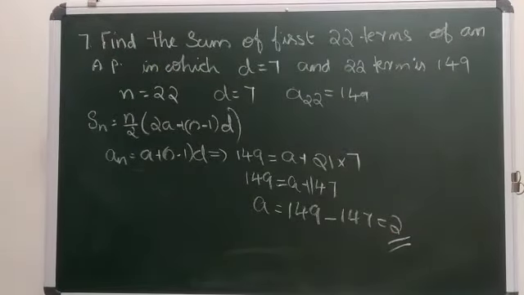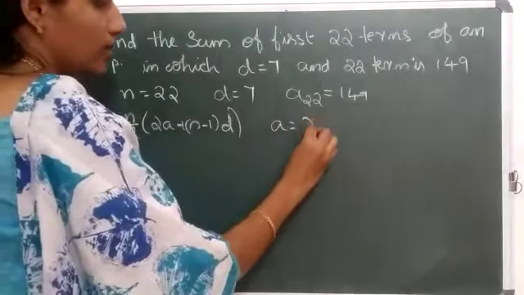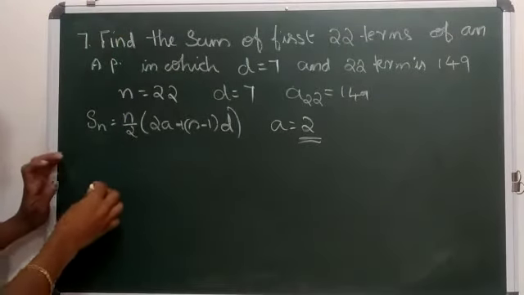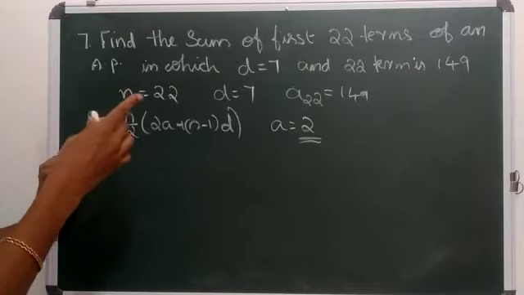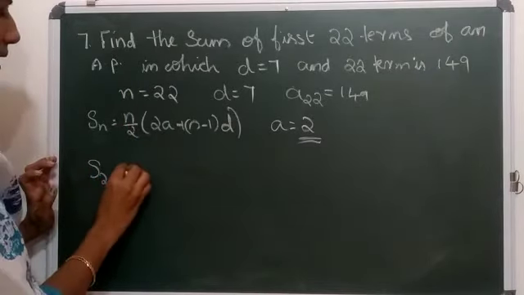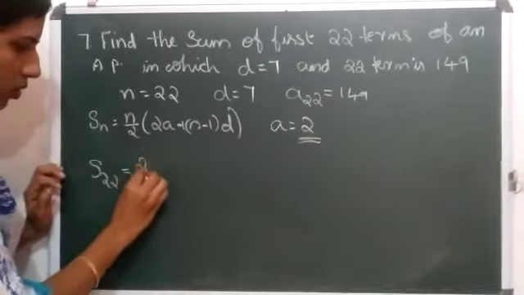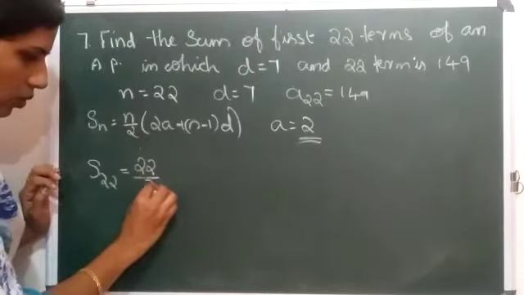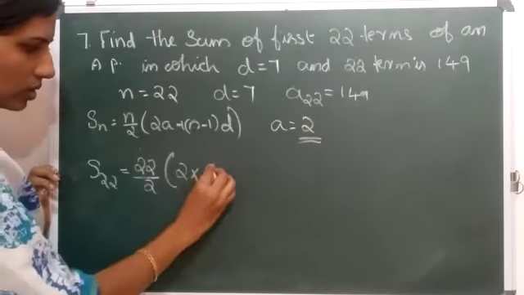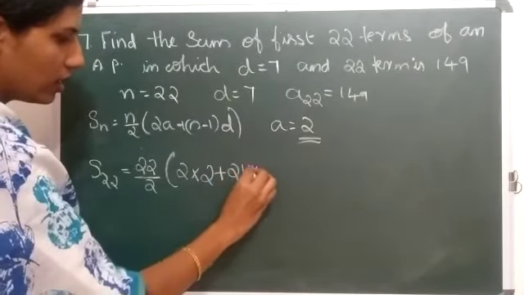Now listen. We found a is equal to 2. I just rubbed it out because I don't have the space. Now Sn: we need to find the first 22 terms. So S22 is equal to n by 2, and instead of n we have 22 terms. 22 by 2 into (2 into a, we got it as 2, plus 21 into 7).